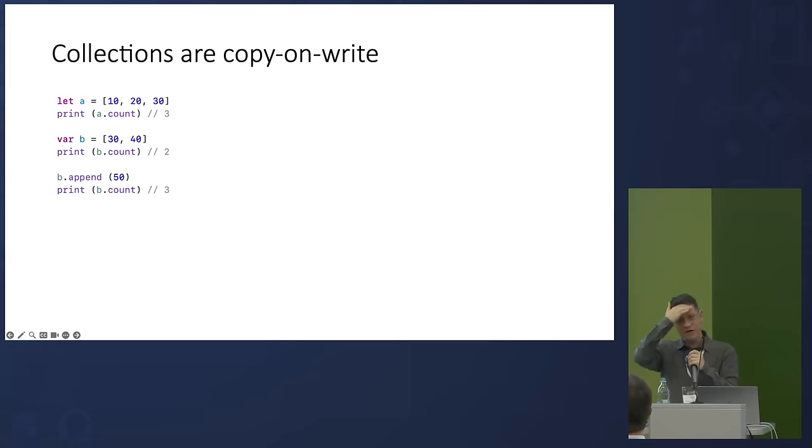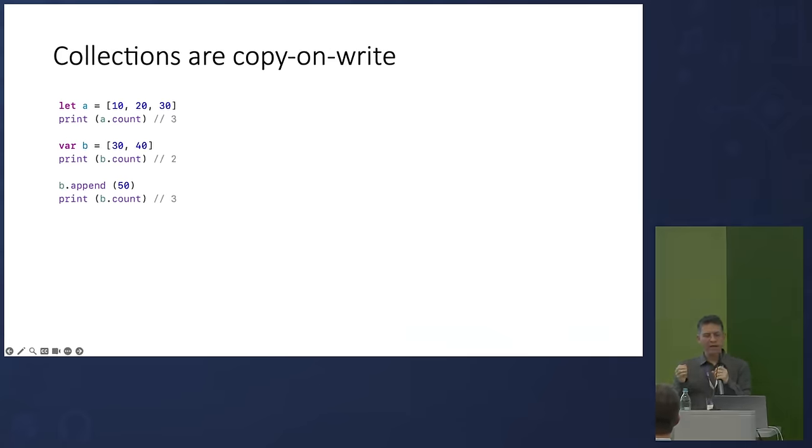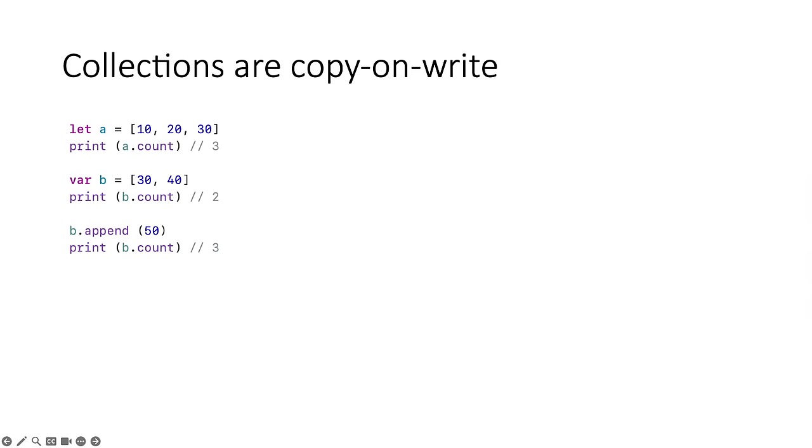The other thing that is very interesting, and this is when I first started to realize, oh, maybe there's something in Swift that I'm not getting, the first time I sat down with someone and they explained this to me, is that collections are copy-on-write. So if you have an array and you make a copy of the array and you make changes to that copy, those changes are local to that array. They're not the same as the original one. So the original one remains unchanged.